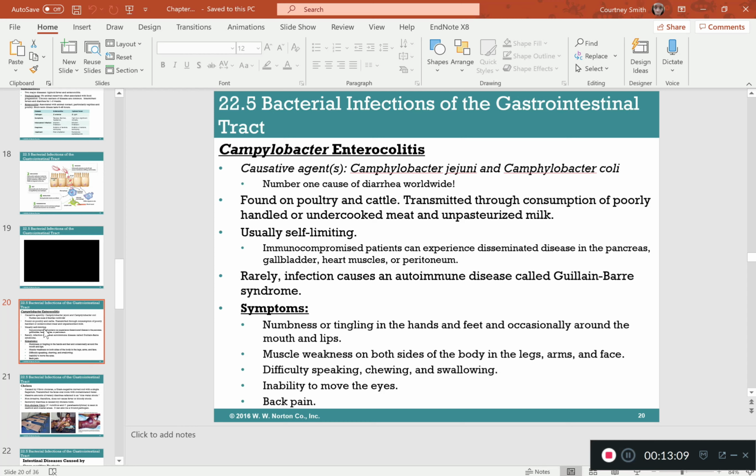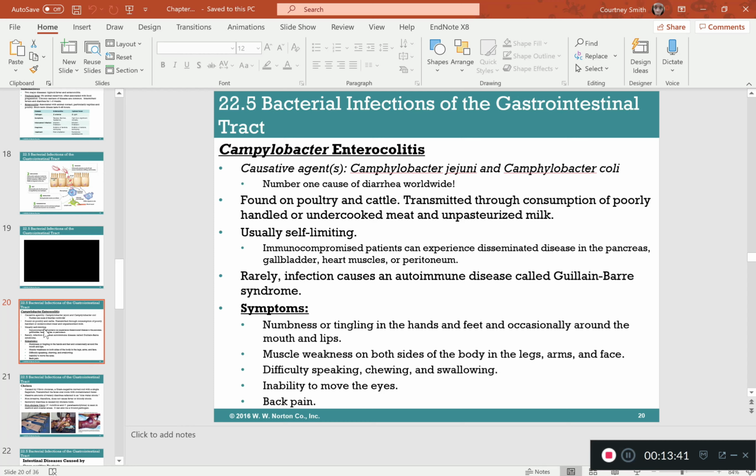It is self-limiting, meaning that you just do supportive care, you let it run through your system. But if you have an immunocompromised patient, then they are at risk for disseminating diseases, specifically in terms of their pancreas, gallbladder, or heart muscles being affected. And then sometimes, very, very rarely, it has been documented to cause the autoimmune disease, the Guillain-Barré syndrome that we talked about like 3 chapters ago.